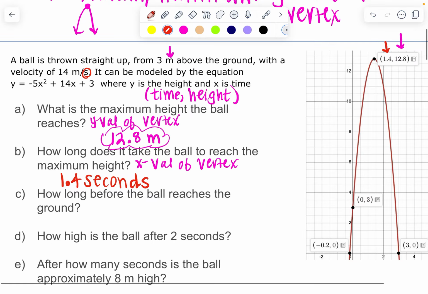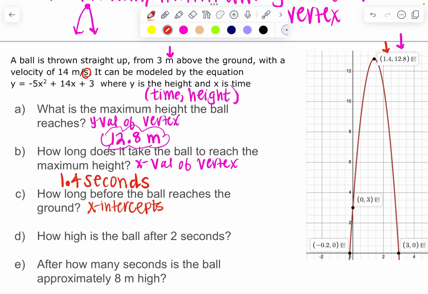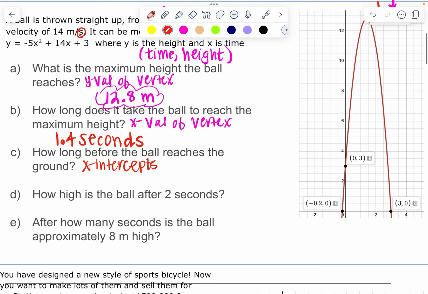How long before the ball reaches the ground? That's the x-intercepts. So if I look at my x-intercepts here, it looks like it starts with an x-intercept of negative 0.2. Well, something can't be in the air for negative 0.2 seconds. So let's look at my other x-intercept, which is 3. That means the ball was in the air for 3 seconds.